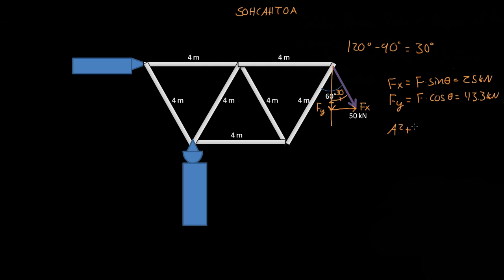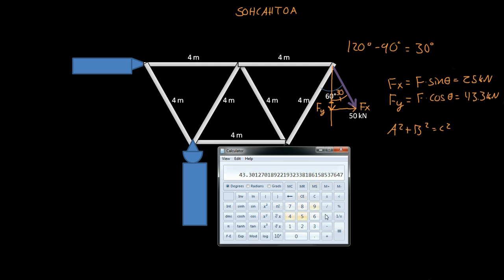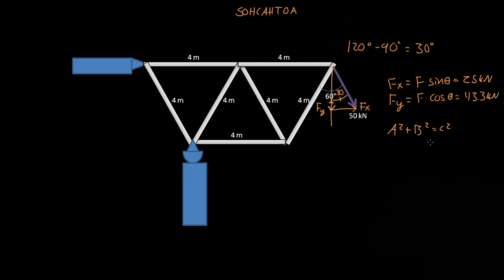So a squared plus b squared will equal c squared, so let's test that real quick. We'll square this, 43.3 squared, plus 25 squared equals, I did something wrong. So we have 43.3 squared plus 25 squared equals, there we go, 49.99, so we were right. Now we know what Fx and Fy are.